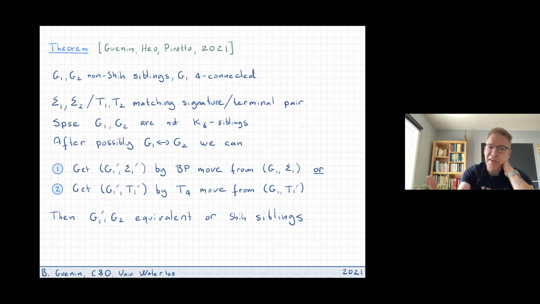So somehow this is telling you, the only case you cannot apply the blocking pair operation or the T4 operation is when you have this K6 construction, right? And moreover, if you're lucky enough that you can apply that operation, then in just one go, you end up with something you understand, equivalent graphs or Xi siblings. So it's surprising to me that we ended up there.